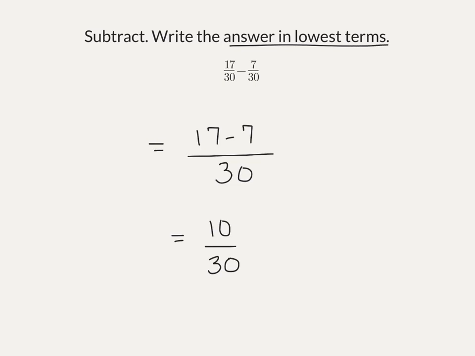So I want to reduce the fraction by dividing the top and bottom by a common factor. 10 and 30 are both divisible by 10, so we can divide 10 by 10, which is 1, and then 30 divided by 10 is 3. So my answer in lowest terms is 1/3.